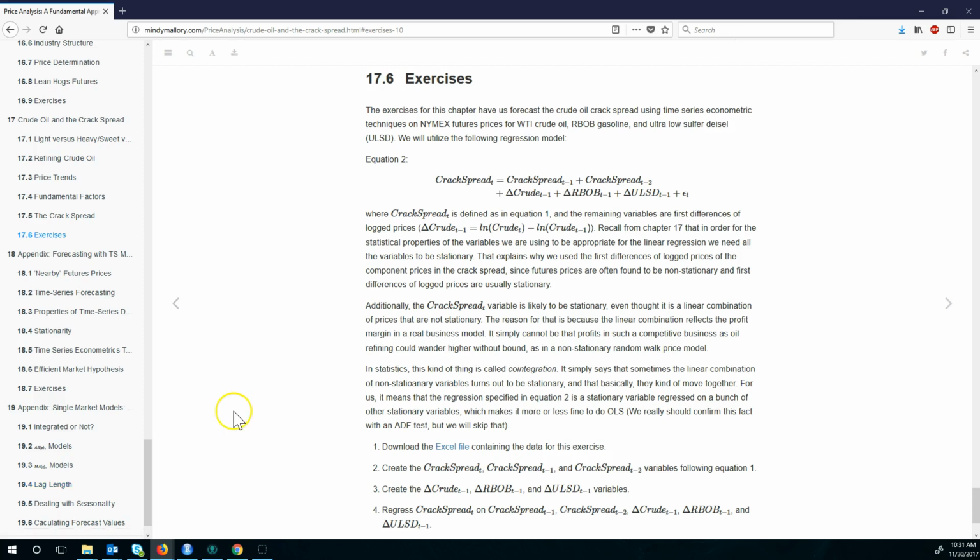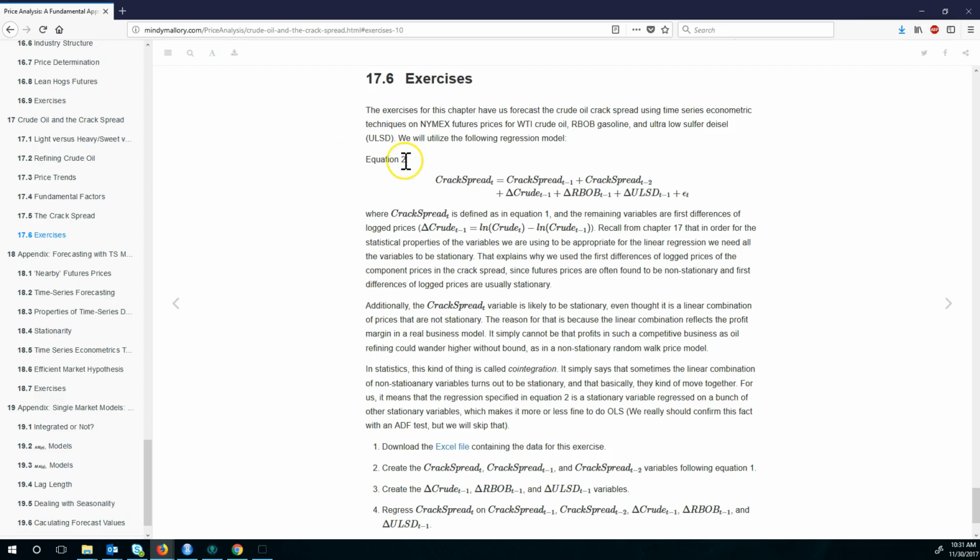Okay, so what we're basically going to do is forecast the crude oil crack spread, and we're going to use a time series econometric technique on the NYMEX futures prices for WTI crude oil, RBOB gasoline, and ultra low sulfur diesel. And we're going to use those futures prices because that's basically the easiest prices for us to go and get. So that's the way we're going to do it.